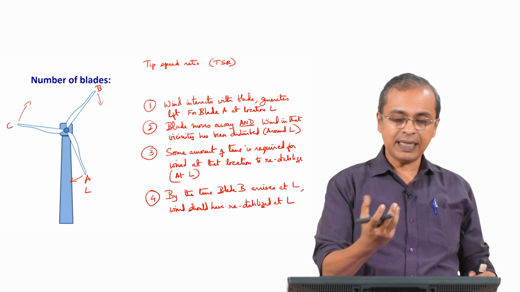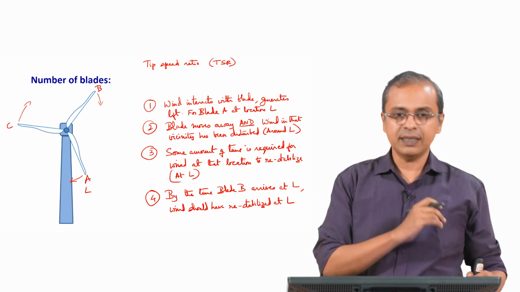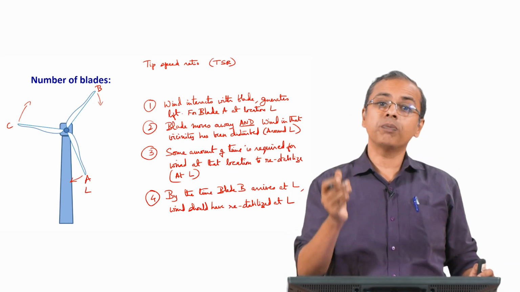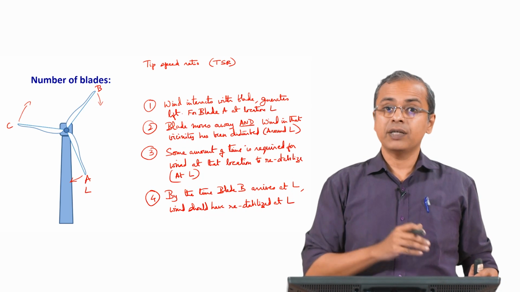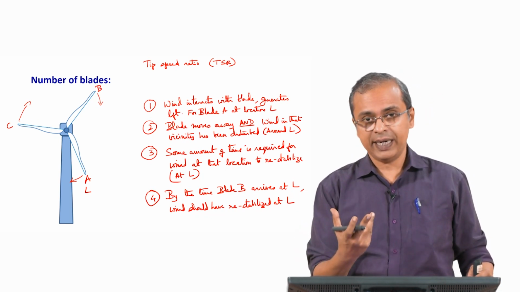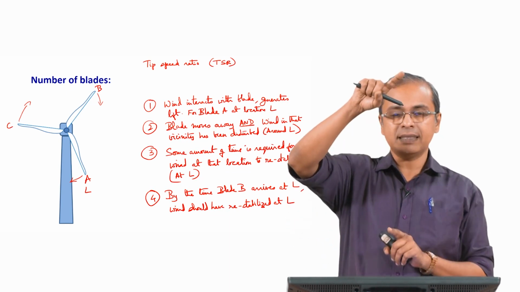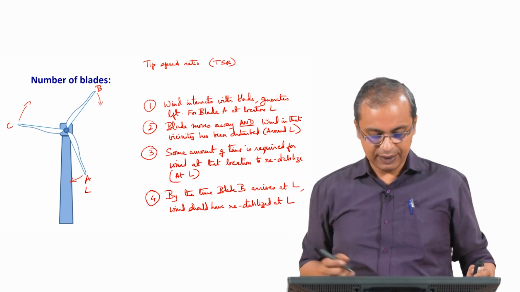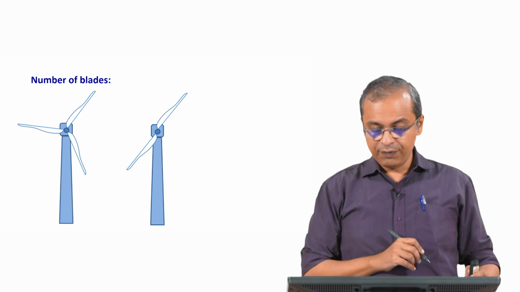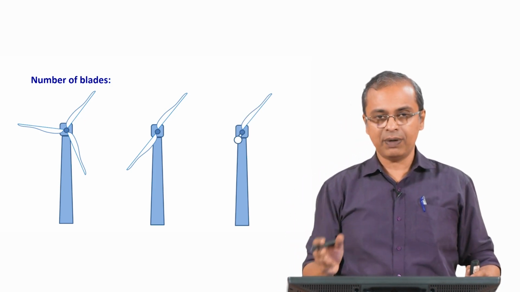So, if you want to extract the maximum power that is available in the wind, we need to consider the tip speed ratio of this windmill, and based on that only we decide how many blades are possible. Okay. So, if the tip speed ratio is high, then you can use a smaller number of blades. Let us look at the possibilities here. We could have a 3 blade design, a 2 blade design, even a 1 blade design.